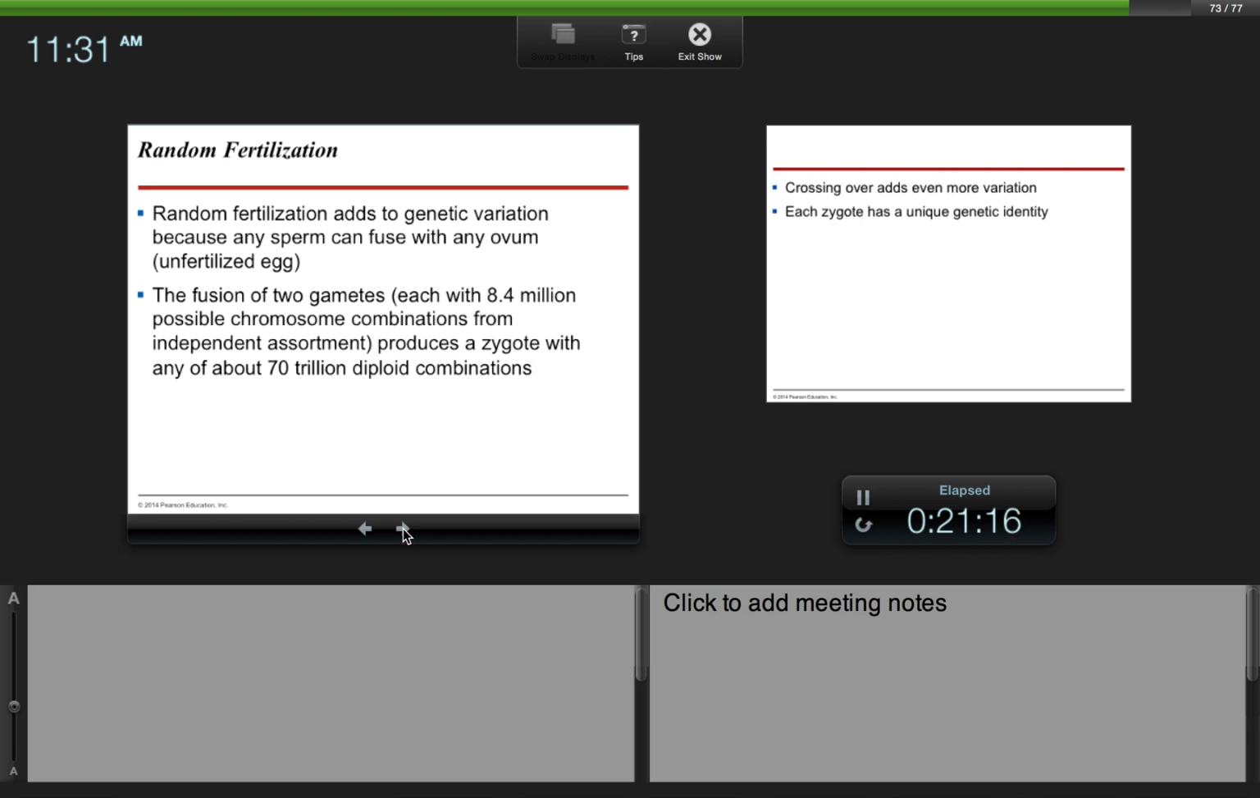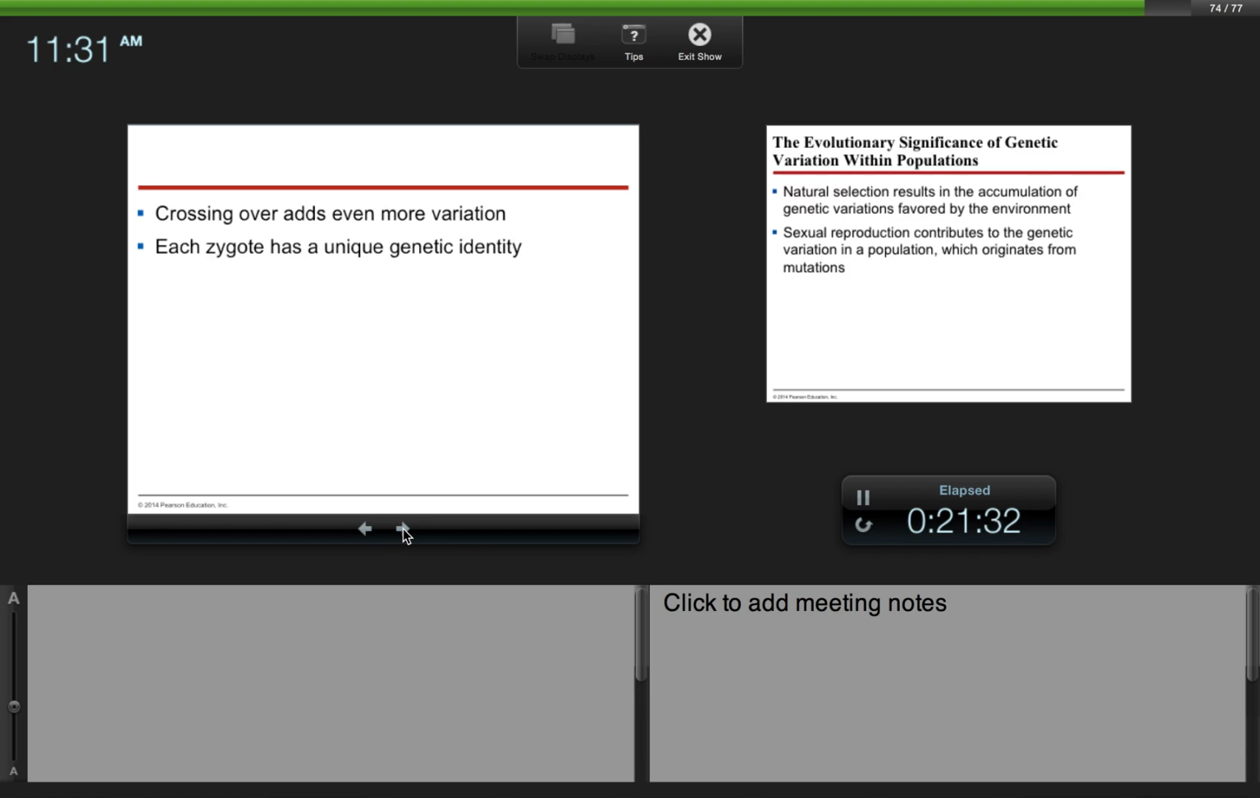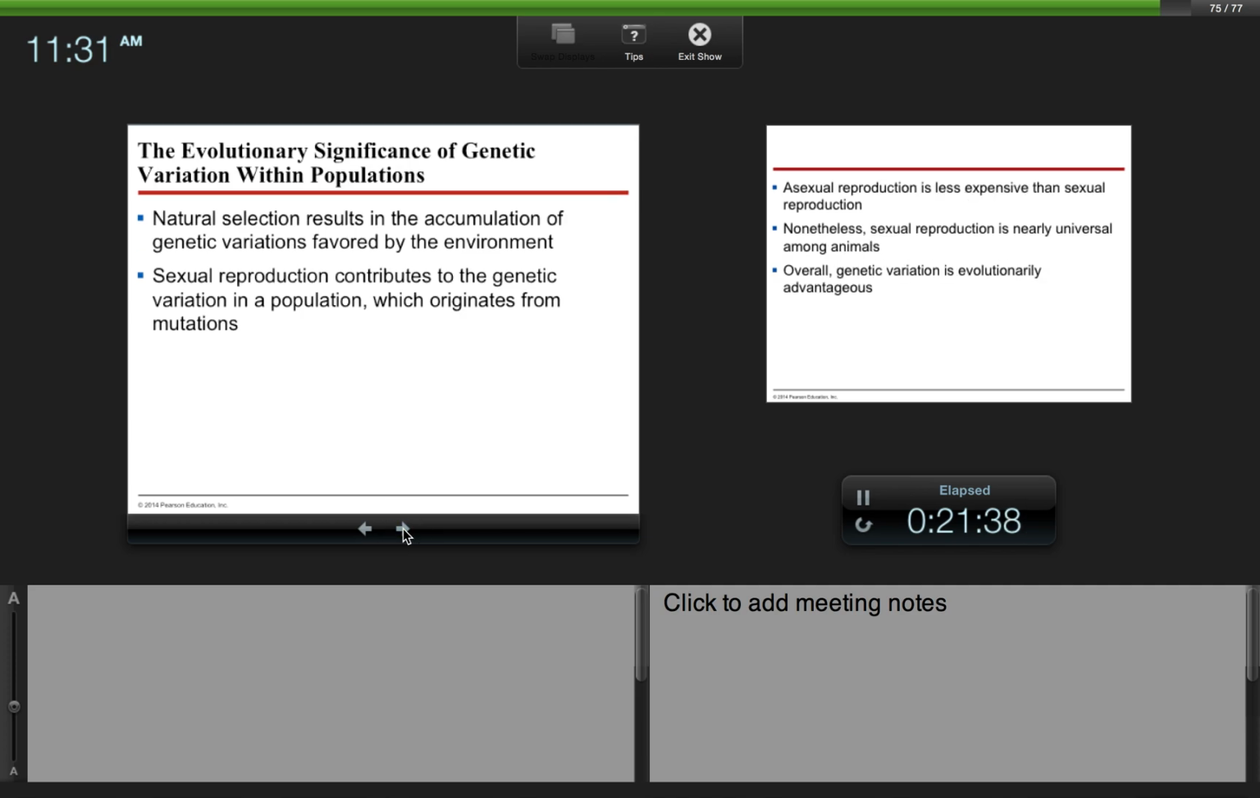Random fertilization adds to genetic variation because any sperm can fuse with any egg. The fusion of two gametes, each with 8.4 million possible chromosome combinations from independent assortment, produces a zygote with any of about 70 trillion diploid combinations. Crossing over adds even more variation to that. Each zygote has a unique genetic identity.